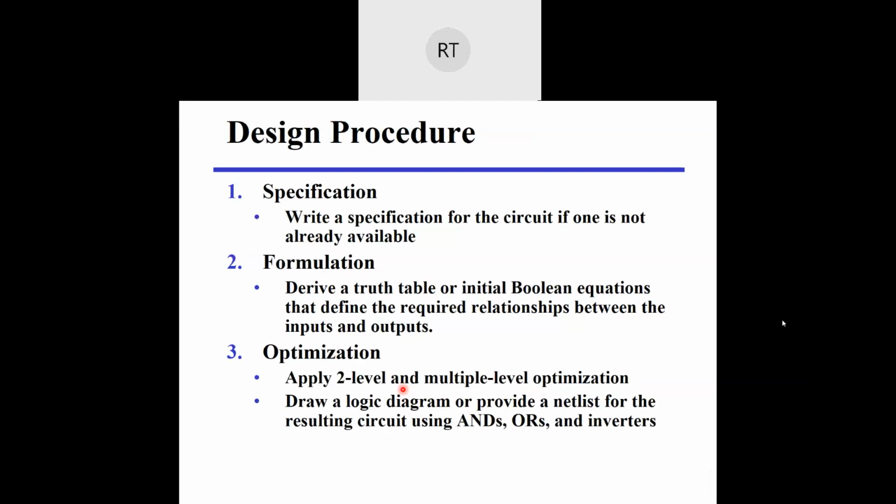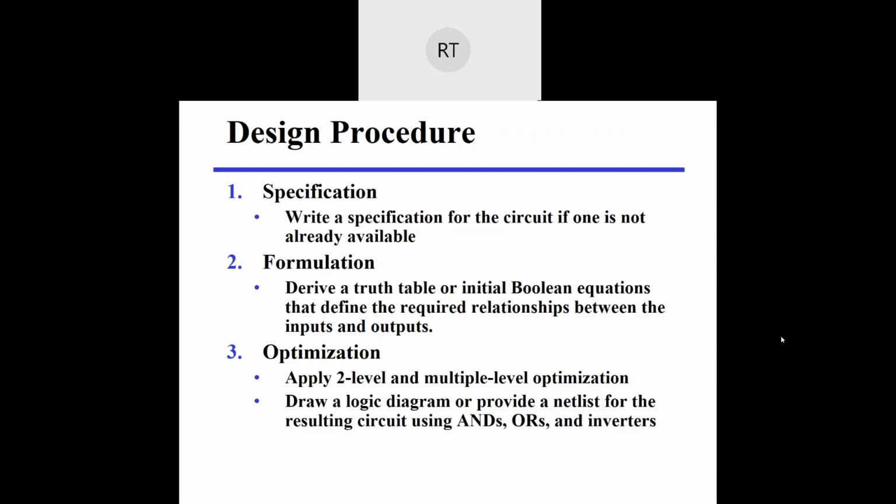What is the design procedure? The first thing you need to know is the specification. You write a specification for the circuit if one is not already available. So you will have to read it. It's an English paragraph that explains what you want to do with the function, or with the circuit. What is the output? Formulation: you derive a truth table. So now that you know how many input variables you have and how many output variables you are going to have, you create the truth table.